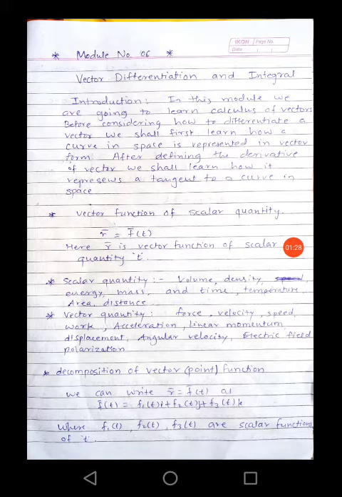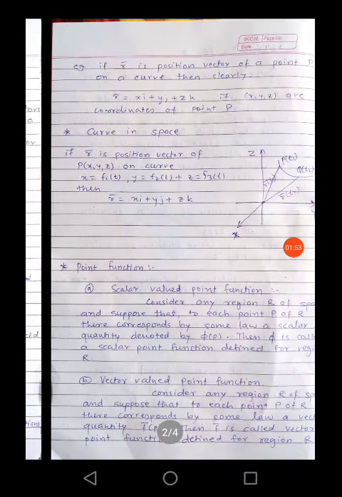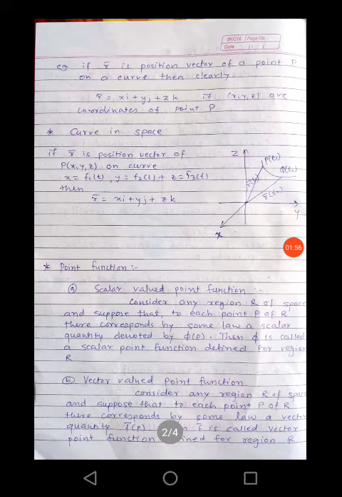So for the decomposition of a vector function, we can write r bar is equal to f bar of t as f bar of t is equal to f1(t) i plus f2(t) j plus f3(t) k, where i, j, k have the usual meaning, and f1, f2, f3 are scalar functions of t. For example, if r bar is the position vector of a point P on a curve, then clearly r bar is equal to xi plus yj plus zk, where x, y, z are the coordinates of the point P.